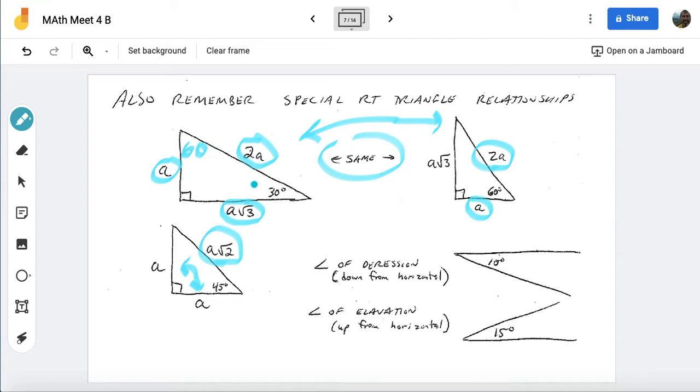Here I put it on its side. It doesn't matter how it's shown. You can tell because of the 60-degree angle. That's the one that's A square roots of 3, and across from A would be the 30. We might do a problem where it says the angle of depression. Think of that as below the horizontal. And you may see something that says angle of elevation. Think about that as being above the horizontal.